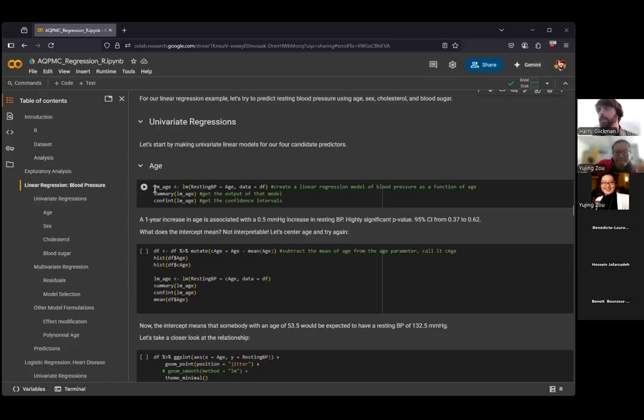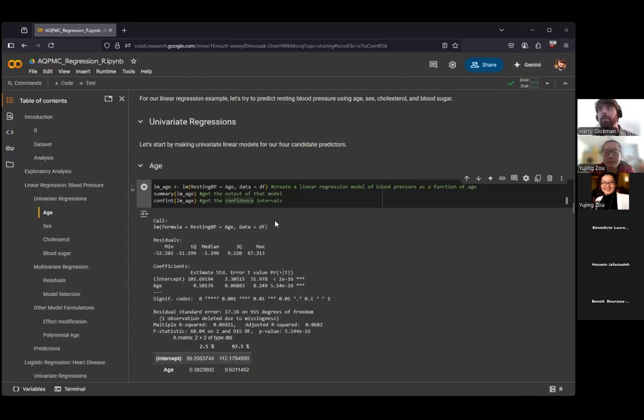So this is how you create a linear regression model. As I said, you call this lm function on your R formula. And in this case, our formula is just that blood pressure is a function of age. So this is our formula. We tell it where the data is, and that's it. So that creates the model, it fits it, and then we can call the summary function to get the outputs and the confint function to get the confidence intervals, and it's as easy as that. So let's do that.